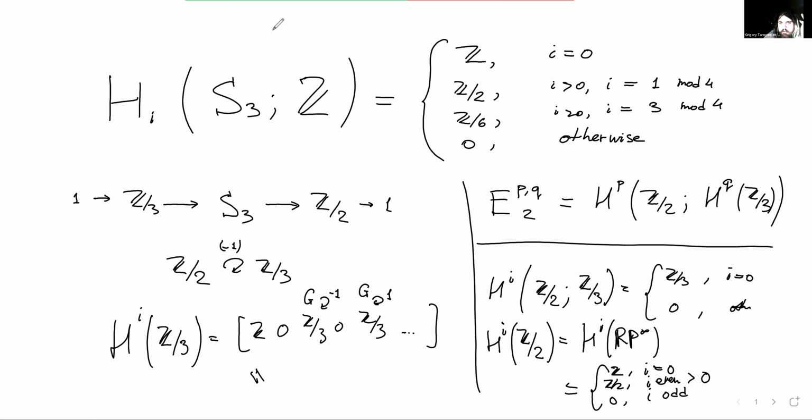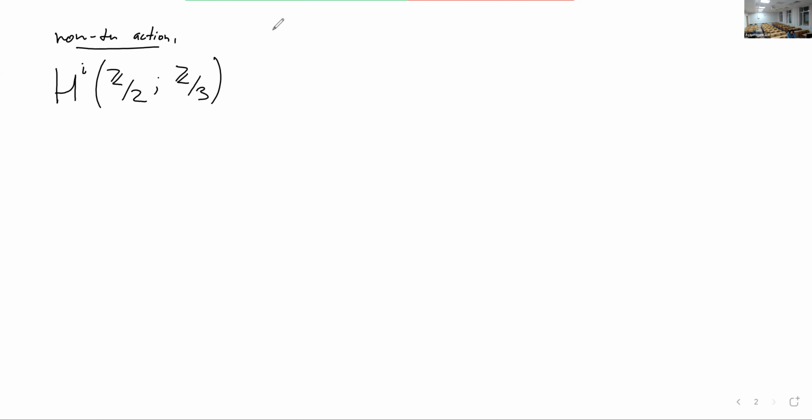We only have H0. It's almost the same, because we have H0, but a different H0, because there are trivial invariants. So this time the answer is 0 for all i, including i equals 0. Okay. In a minute we'll see why this is true.